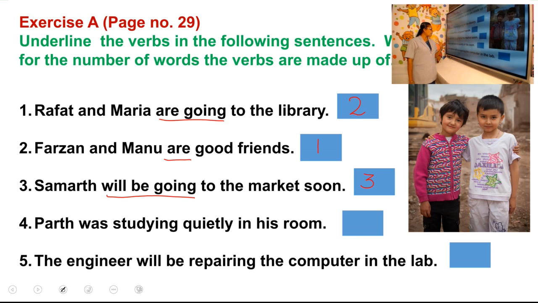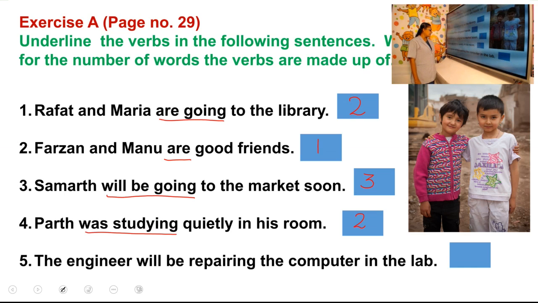Okay, next. Parth was studying quietly in his room. Here, have you got the answer? Which is the verb in this sentence? Was studying. How many words? 1 or 2? Yes, 2 words. So please write down 2 there. So here was studying. The verb is made up of 2 words.